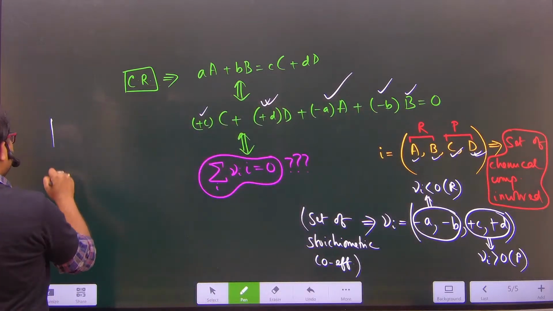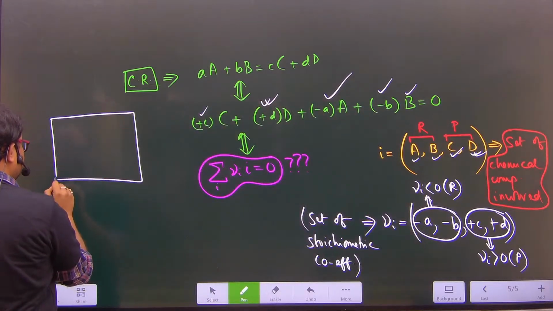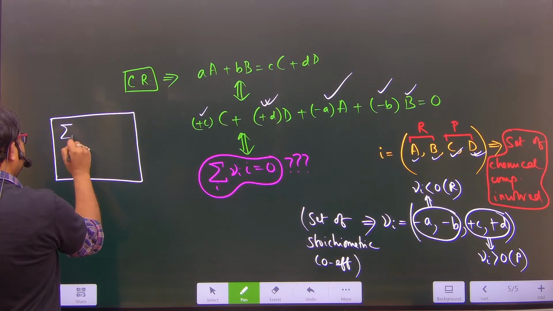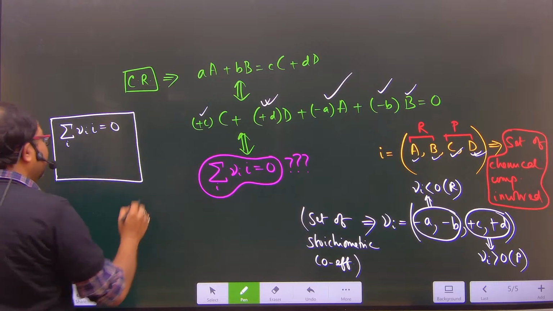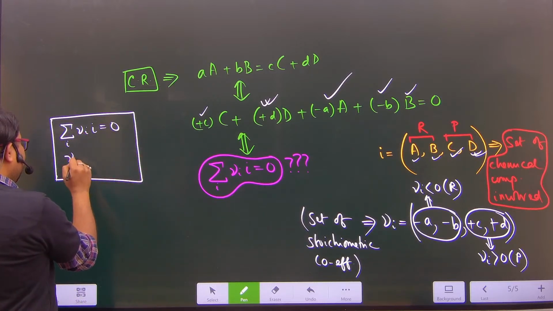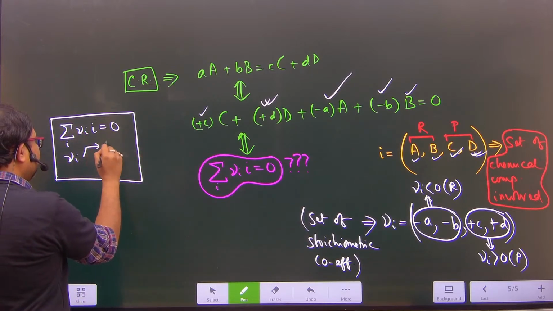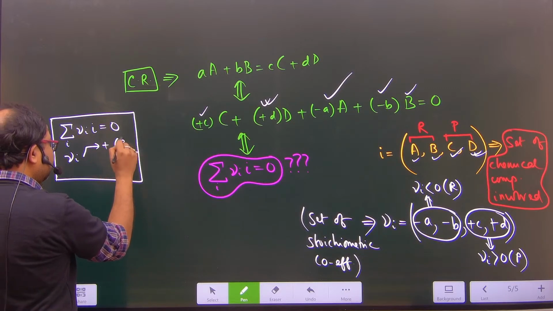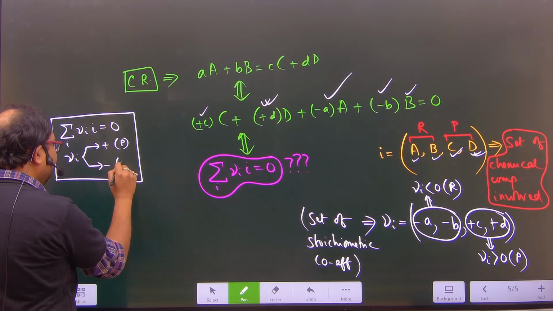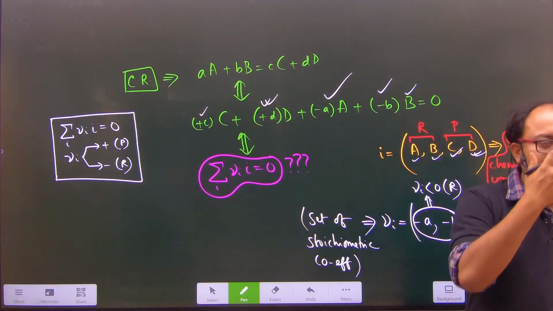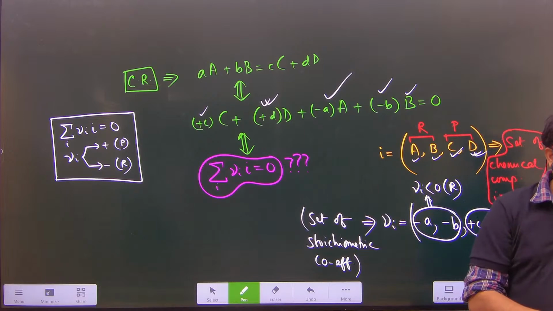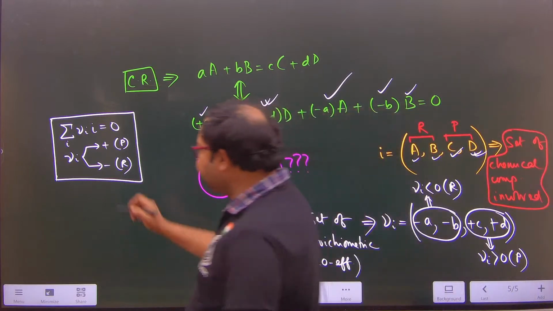So you have a general concept for any reaction. You have summation nu i equal to 0. This is any chemical reaction where nu i is positive for products and negative for reactants. So this is to be remembered. This is the concept that I have gathered from here.